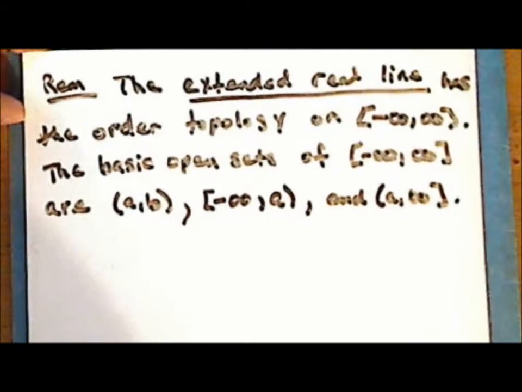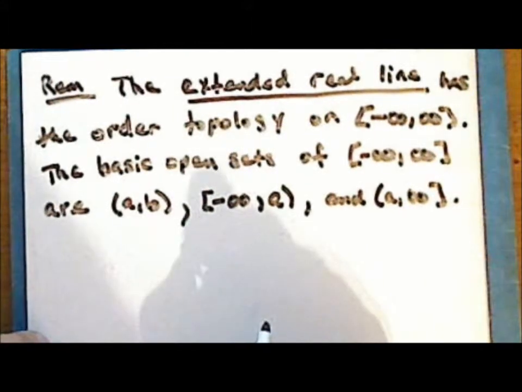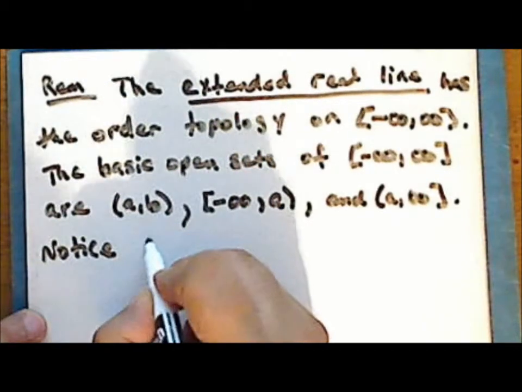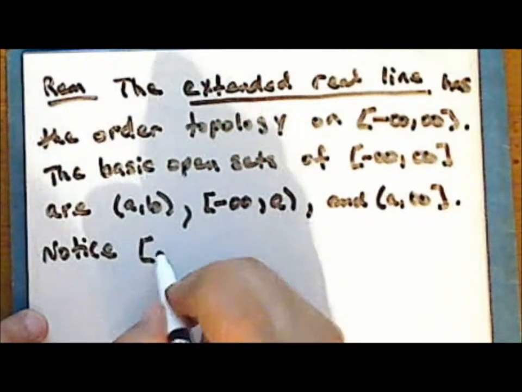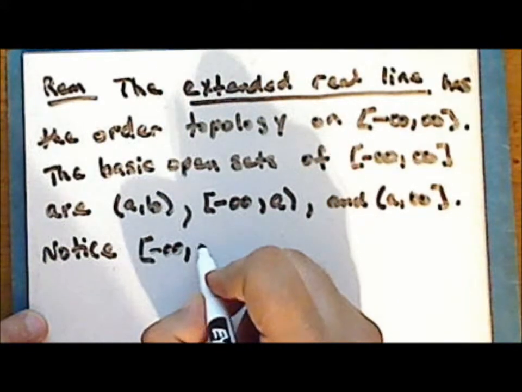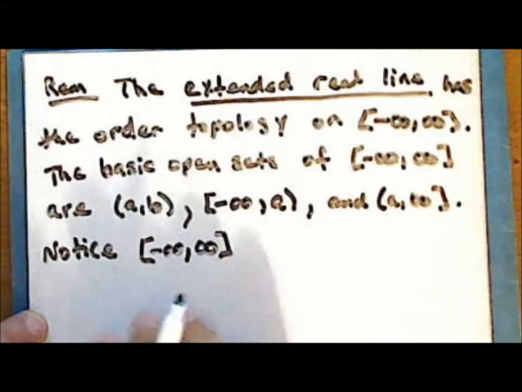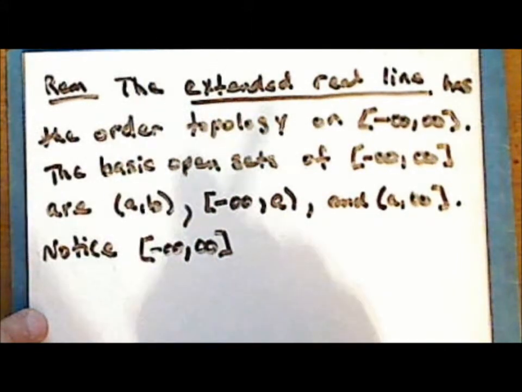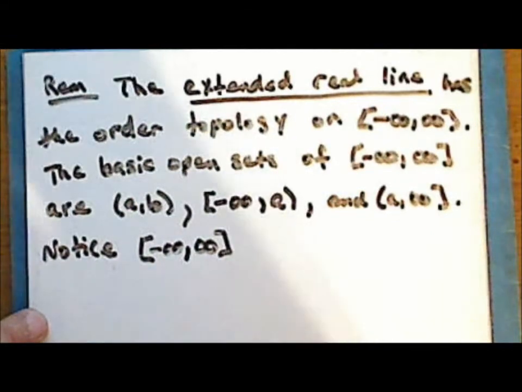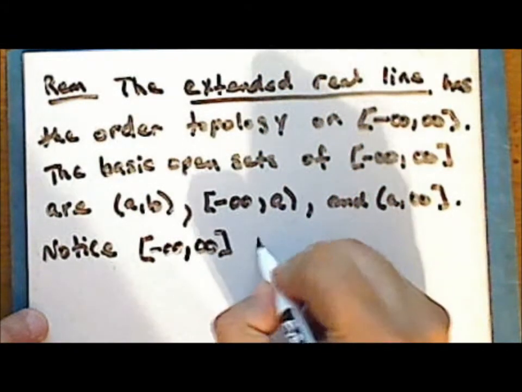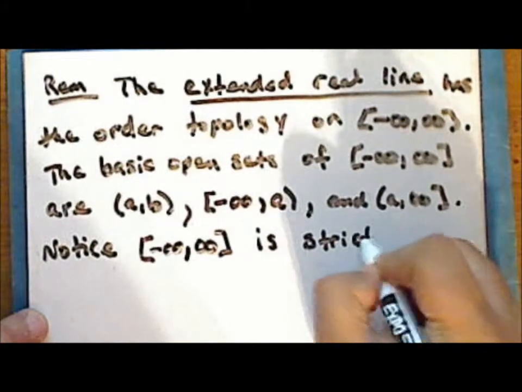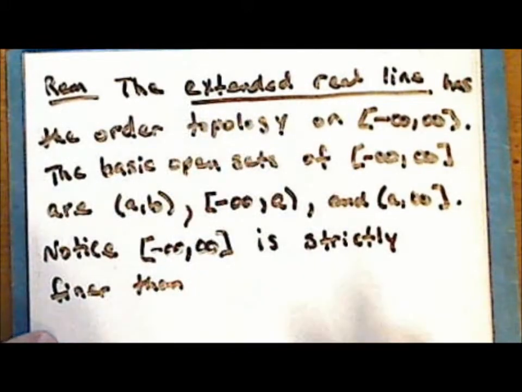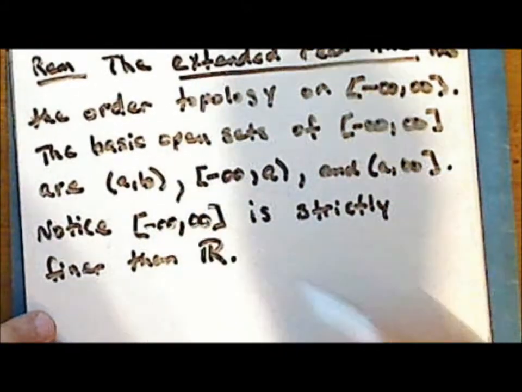So notice in particular that the extended real line is strictly finer than the real line. The symbol for the extended real line is just the closed interval from negative infinity to infinity. And again, when we see this, we assume that we have the order topology on the extended real number system, and so this topology is strictly finer than the standard topology on the real line. All right.